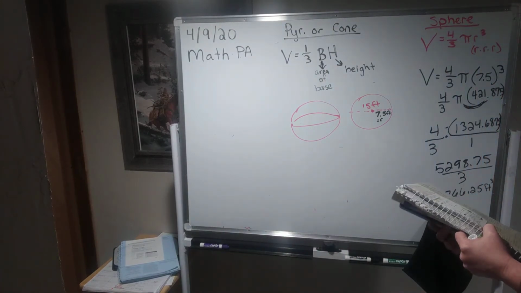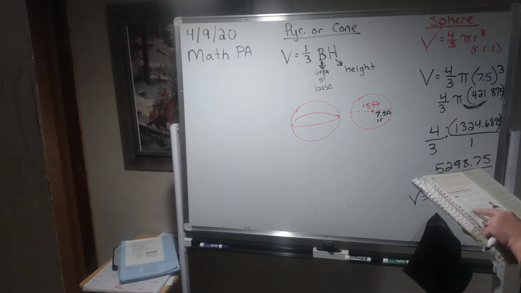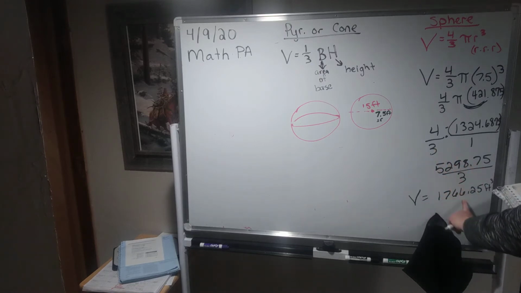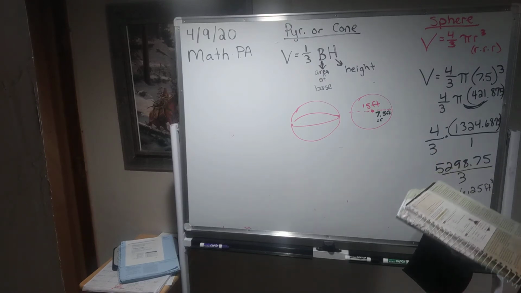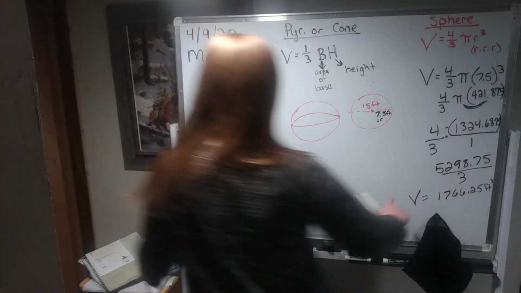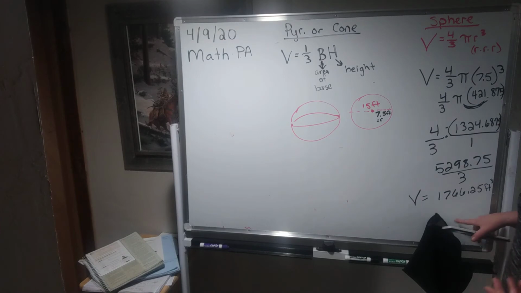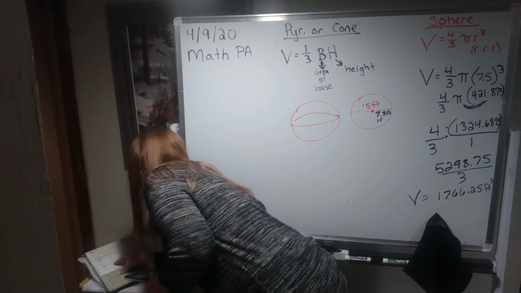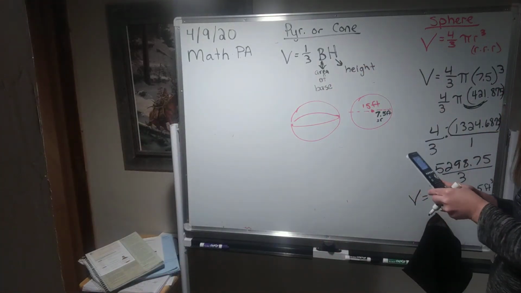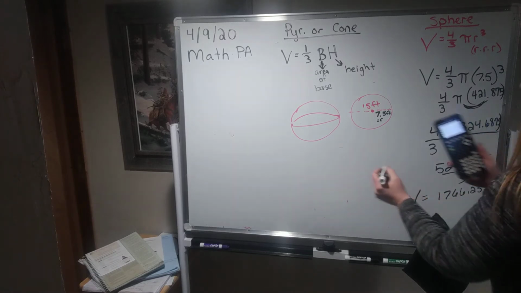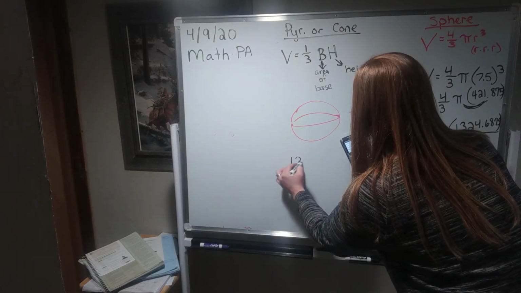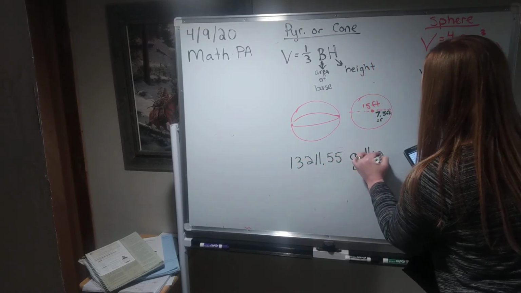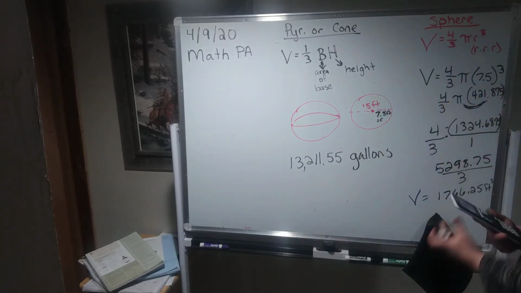Now let's come back to our problem and see what it says. I'm going to check my answer really quick. Yep, we got that right. Now it says find the number of gallons it will hold. Each one of these cubic feet is equal to 7.48 gallons. So that means we have to take this number and multiply it times that number of gallons. So I'm going to multiply it times 7.48, and I get this number. So it will hold 13211.55 gallons. There we go.